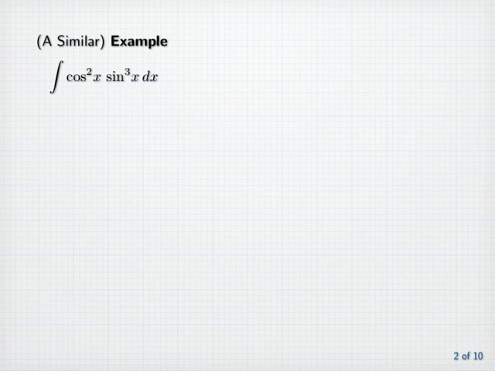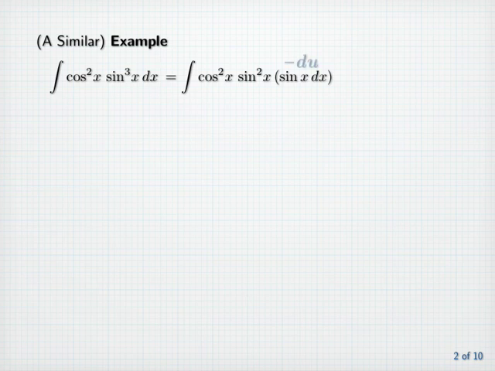Now let's look at a similar example. Let's calculate the indefinite integral of cosine squared x times sine cubed x dx. Here, since we have an odd power of sine, we can factor off a sine to the first power and group that with dx. Now notice that sine x dx is actually the negative of du if u is equal to cosine x. So we'd like to make a substitution of u equals cosine x here.